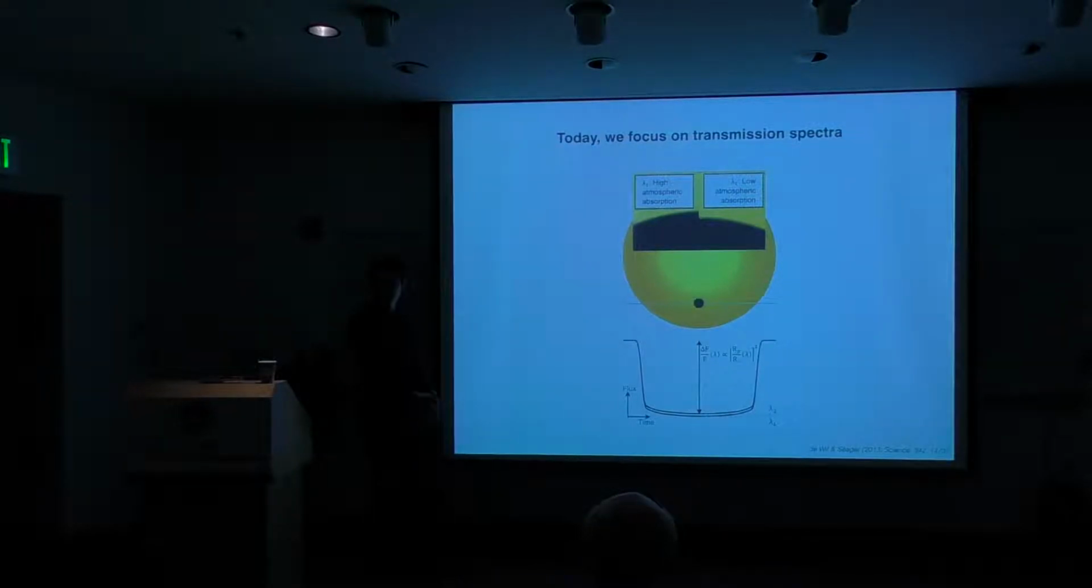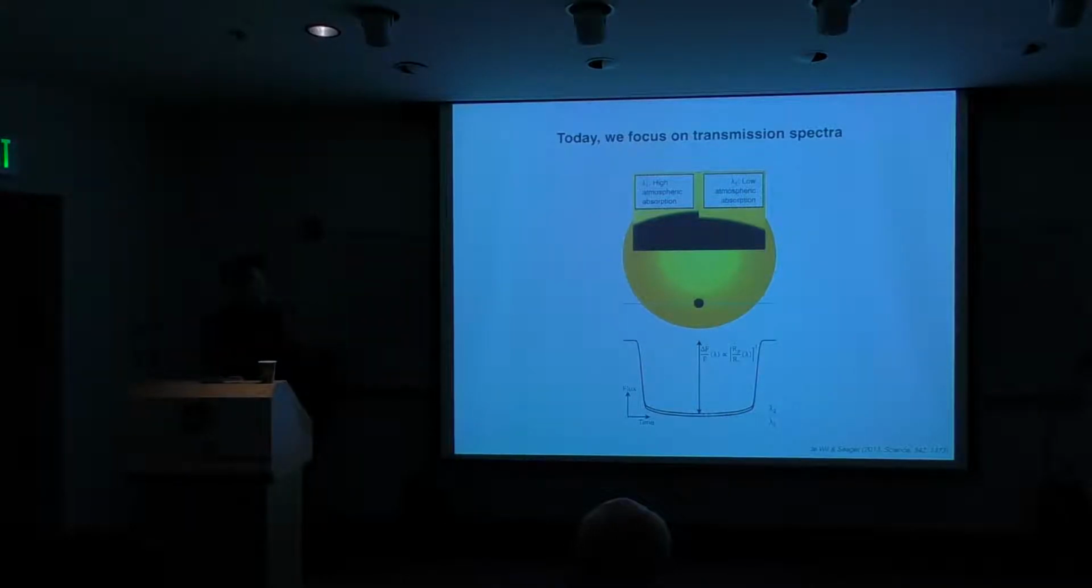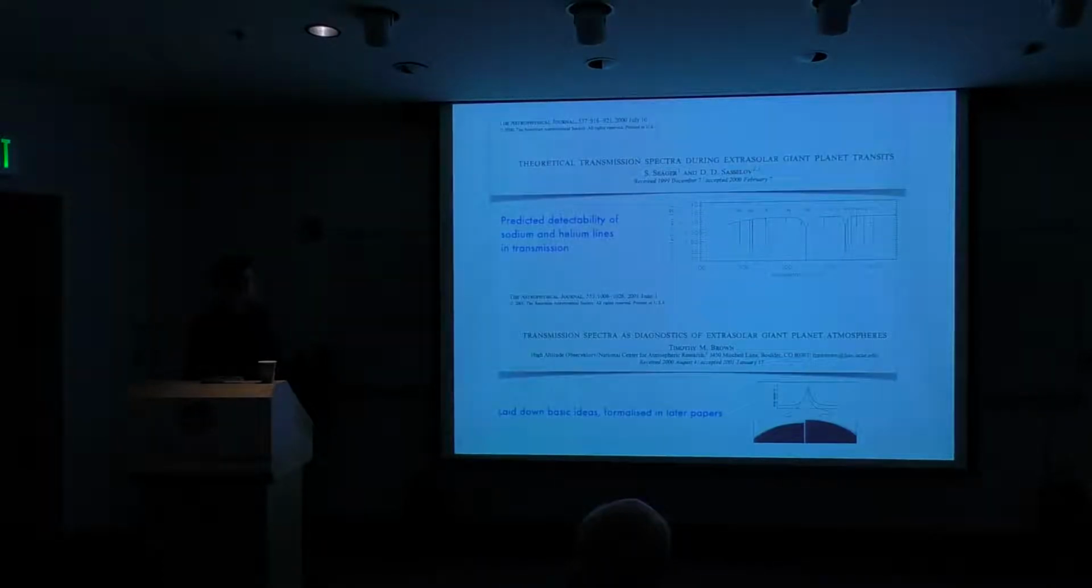This is a small effect. It's a part in 1,000 or less. And if you can measure these differences in transit depths, then there's a mapping between the cross-section of the atom or molecule you're interested in and the transmission spectrum of the exoplanet. But this is a tricky business, which is the point of this talk. But before I go there, I should point out that if you're interested in transmission spectra, there are two very important historical papers that one should read.